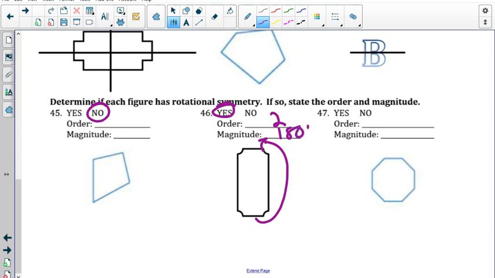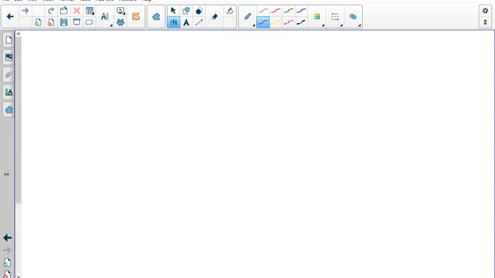Now this one over here, definitely yes. This point could go here, 1, 2, 3, 4, 5, 6, 7, and then back on itself, so that's 8. And then you just have to take 360 divided by 8, which is 45 degrees. And that's the magnitude. And that's it.